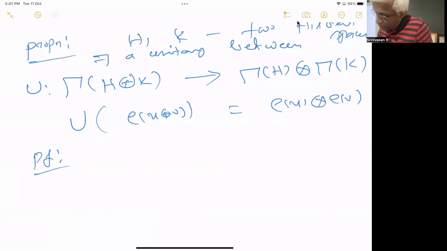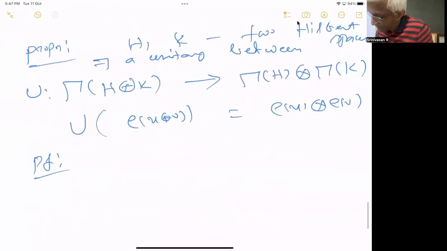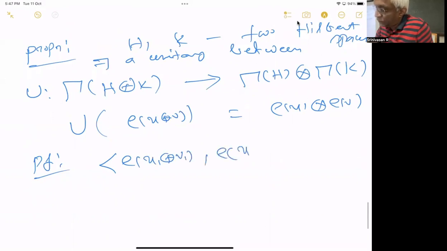Okay. So now we only have to verify this map, E of U1 direct sum V1 to E of U1 tensor E of V1, and E of U2 direct sum V2. We just have to verify what this inner product is. I mean, we have this set, E of U direct sum V, in H direct sum K. E of that is dense there.